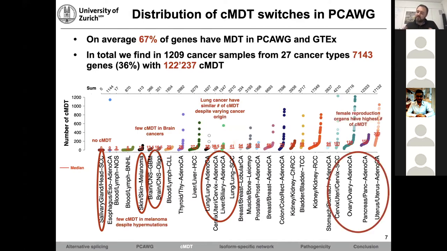And if you look at the very right side, you see the highest number of CMDTs, so the highest number of disruptions in alternative splicing, could be observed with female reproductive organs. Here, especially leading with uterus adenocarcinomas.